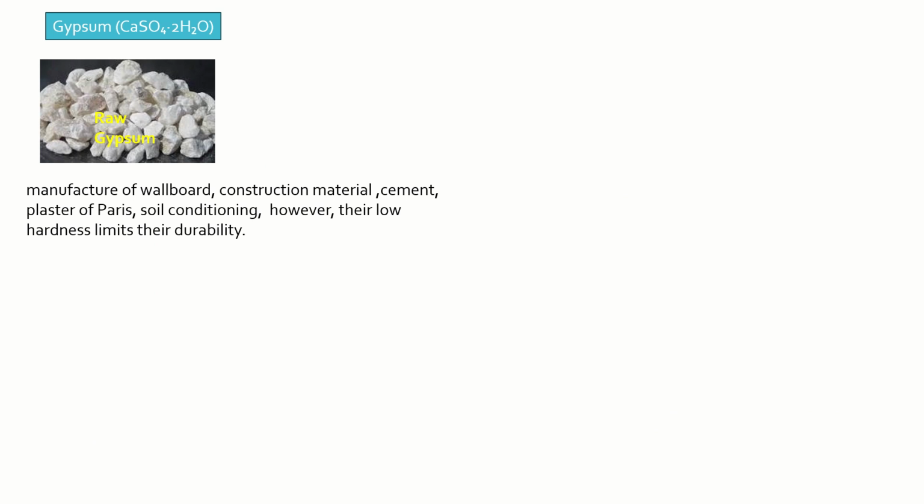Gypsum, calcium sulfate dihydrate, CaSO4·2H2O. It is used as a construction material, for cement, plaster of Paris, and for soil conditioning. However, its low hardness limits its durability.